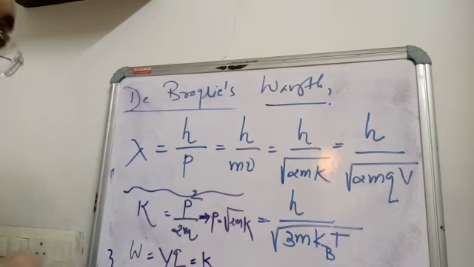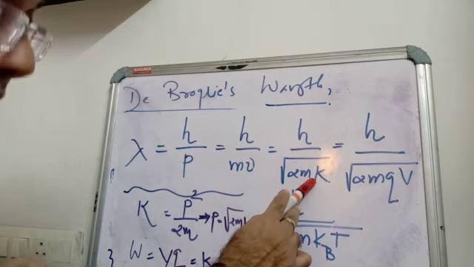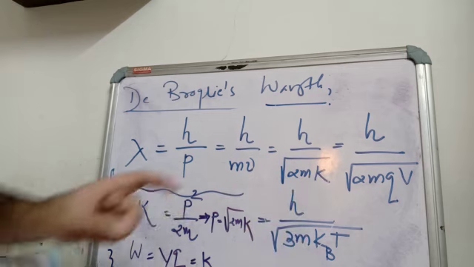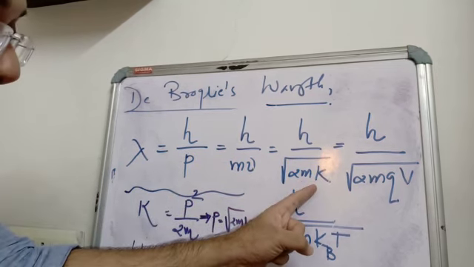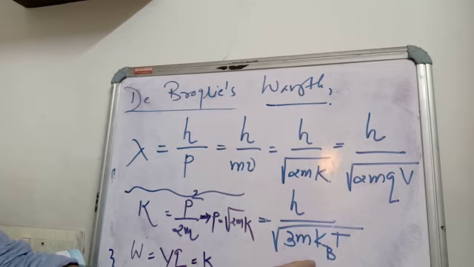And if you remember the thermal energy, kinetic energy is 3 by 2 kBT. If I place 3 by 2 kBT, the 2 cancels, so it becomes 3m kBT. So the equation becomes lambda is equal to h upon p, h upon mv, h upon under root 2mK, is equal to h upon under root 2mqV, is equal to h upon under root 3m kBT.